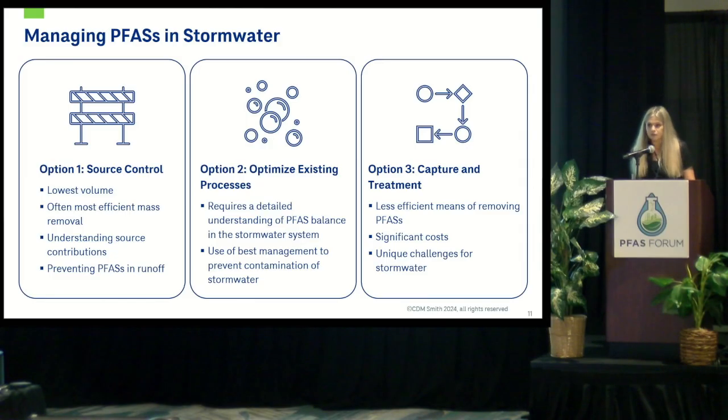The third option is capture and treat stormwater directly. This involves installing treatment systems designed to remove PFAS from stormwater runoff before it migrates downstream to other water bodies. While effective, this option is often the most complex and costly compared to controlling sources and optimizing existing infrastructure. With this framework in place, the next few slides focus on treatment techniques that can be applied directly to stormwater runoff and stormwater management systems where PFAS impacts cannot be fully addressed through source control or optimization alone.